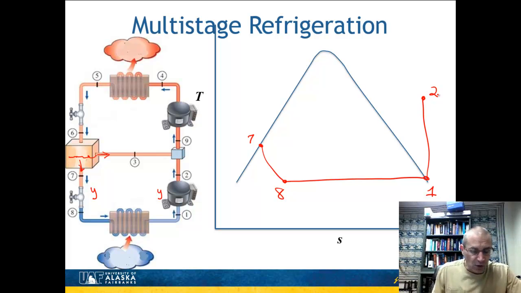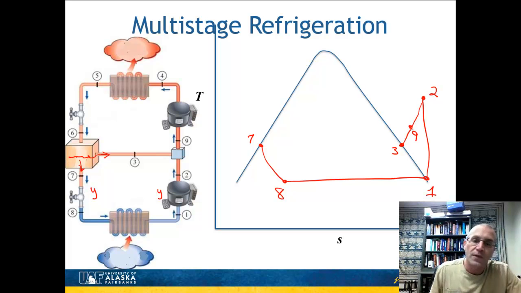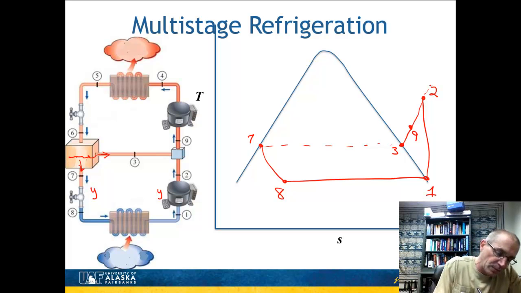Now let's look at what happens next. We've got point 3, which is the saturated vapor that is in equilibrium with 7, so that's going to be straight across over there. That's going to be point 3. Streams 3 and 2 are mixing at 9, so I have a saturated vapor and a superheated vapor mixing together. It's going to be some point in between, so point 9 is going to be somewhere between those two on the same isobar. This all over here is an isobar.